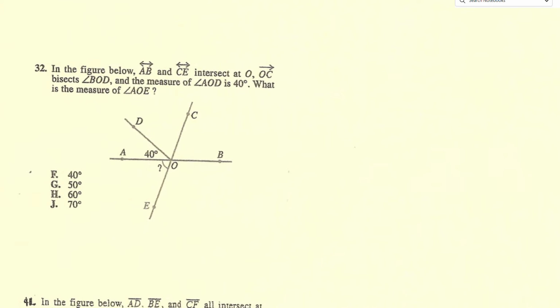Number 32. In the figure below, AB and CE intersect at O. I can obviously see that by just looking at the picture. Then here it tells me something that I would want to make sure my eyes read. OC bisects BOD. So OC bisects B to O to D. That means this angle and this angle are equal to each other. The measure of AOD is 40. They tell me that. And they want the question mark AOE.